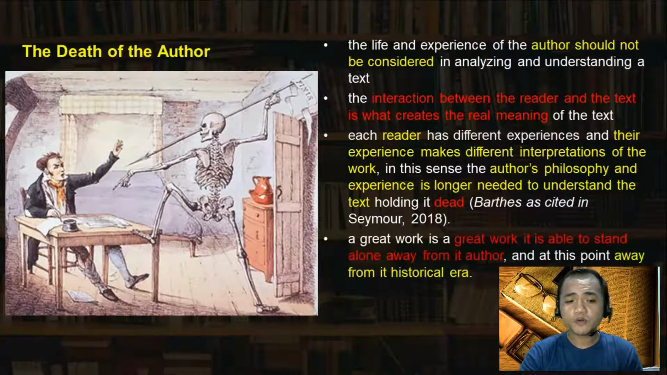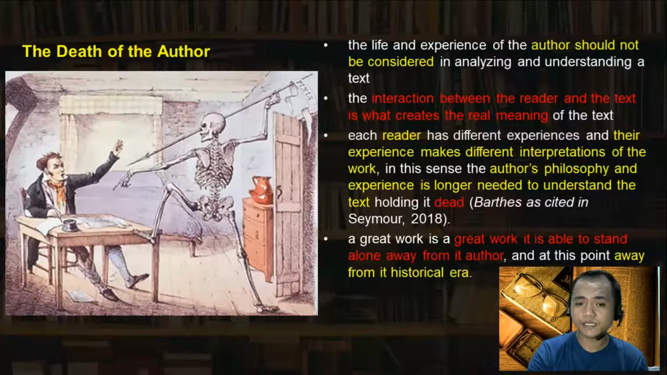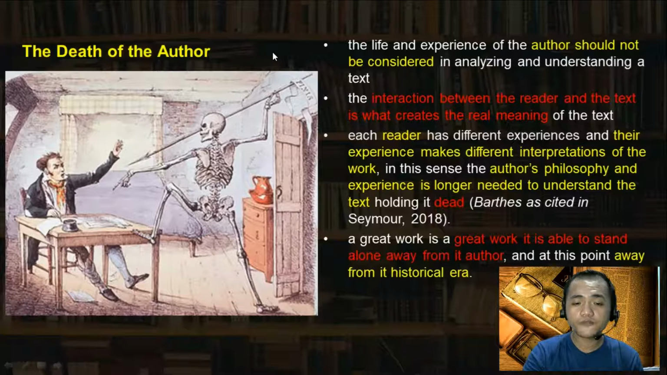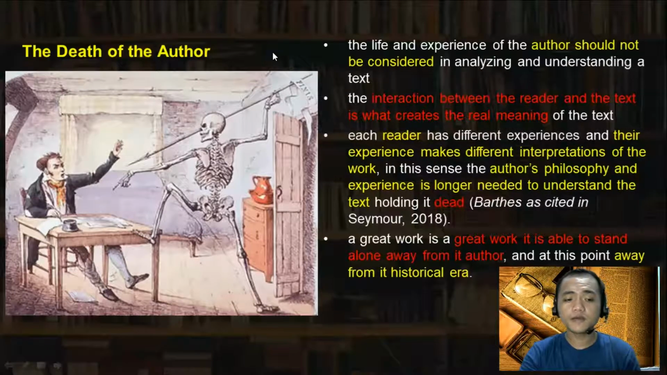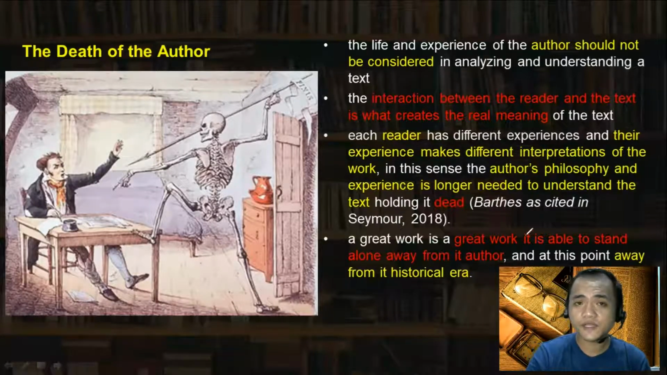Furthermore, theories propose that a great work is great if it can stand alone away from its author and away from its historical era. According to Manfred 1936, a Russian formalist, so this is a direct quote from him, the artifact or the text becomes separated from its creator, acquires life of its own.